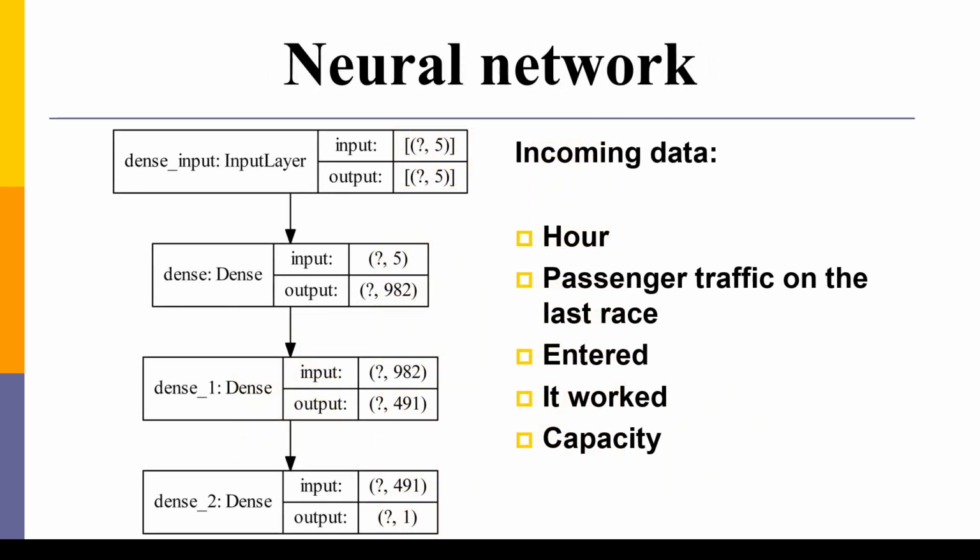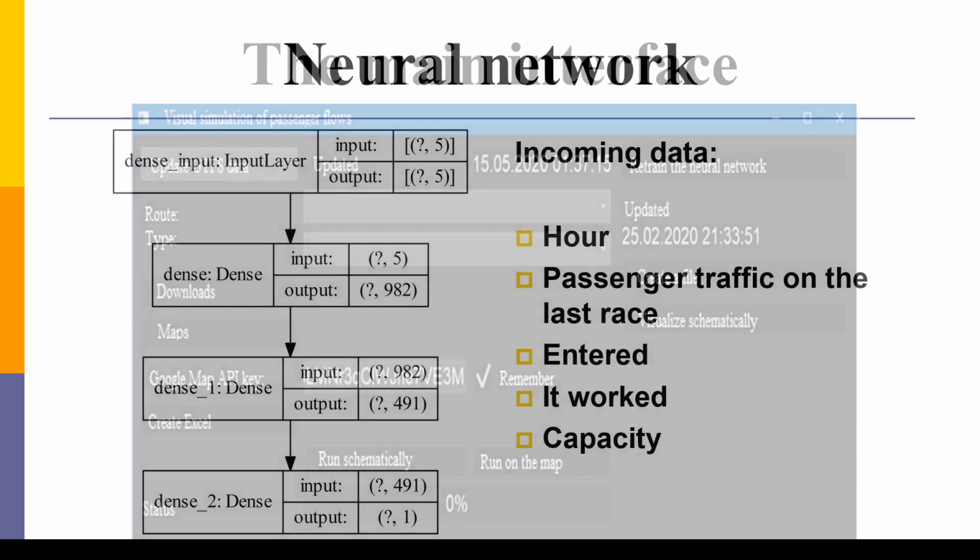The project also used a neural network to predict changes in passenger traffic on the road. An example of the structure of the neural network is shown in this figure, but the size of each layer is not static but depends on the input data. Five data items are fed to the input of the neural network, namely, how passenger traffic on the last race entered its worked capacity, and at the output we get the value of the new passenger flow.